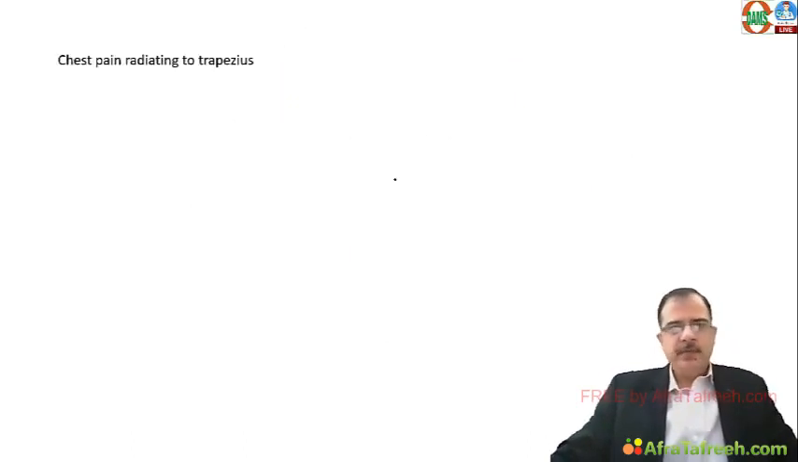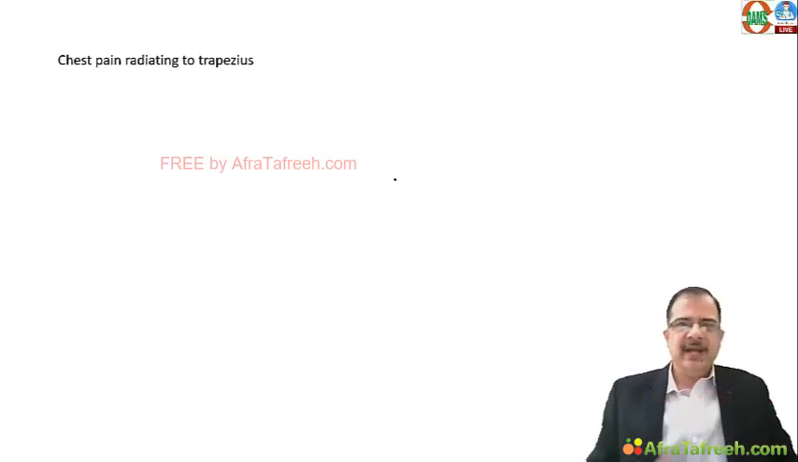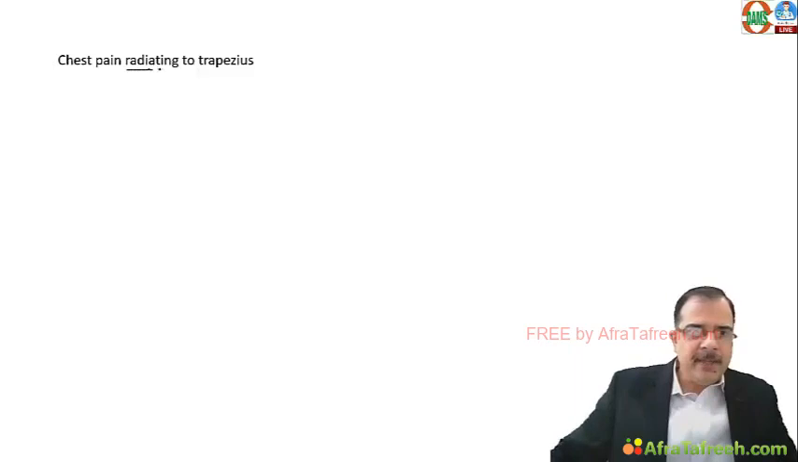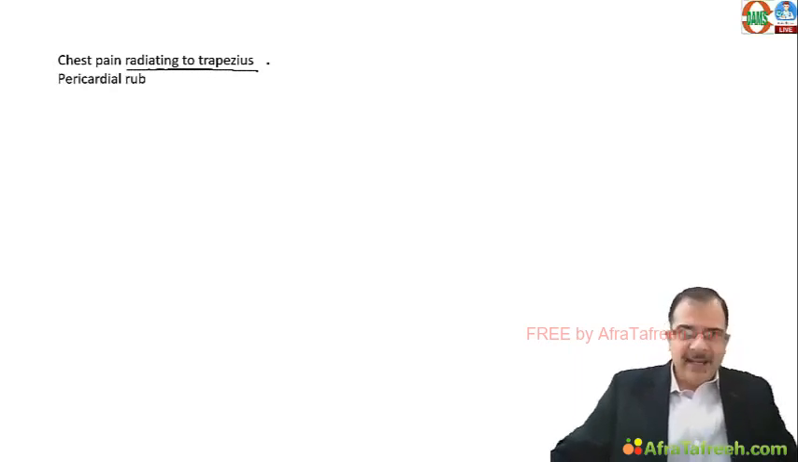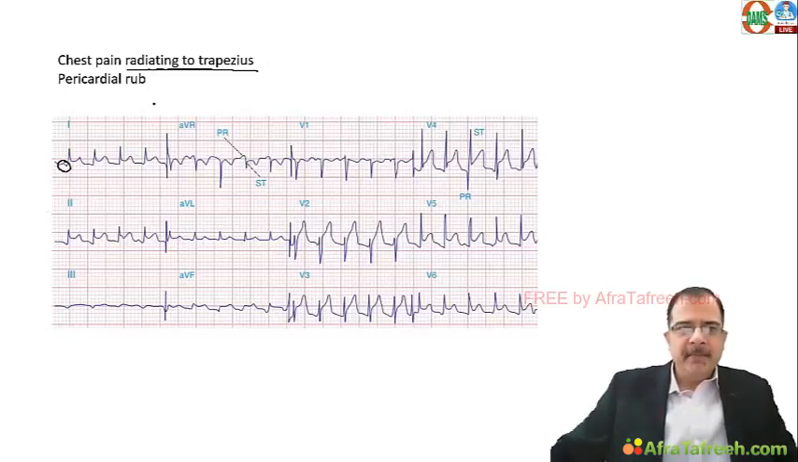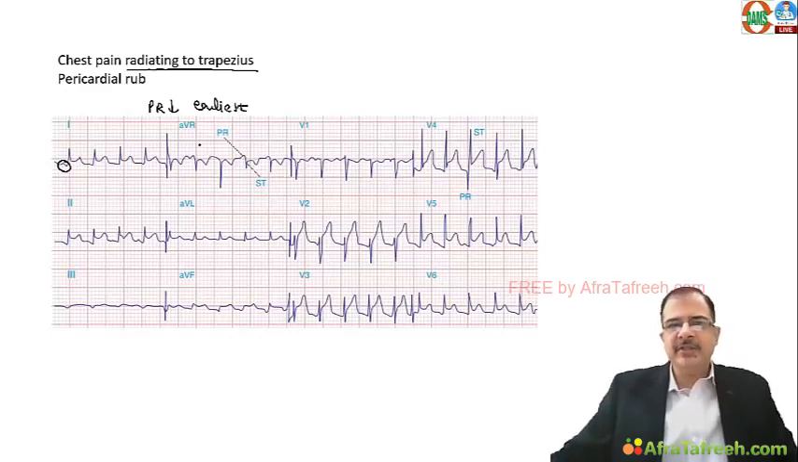Now come to the next group of diseases. The next group I will take is the pericardial disease, and the clinical feature is a chest pain radiating to the trapezius. This is the keyword here, radiation to the trapezius. Pericardial rub is seen. In the ECG, the finding given is PR segment depression. This is the earliest ECG sign of this condition.